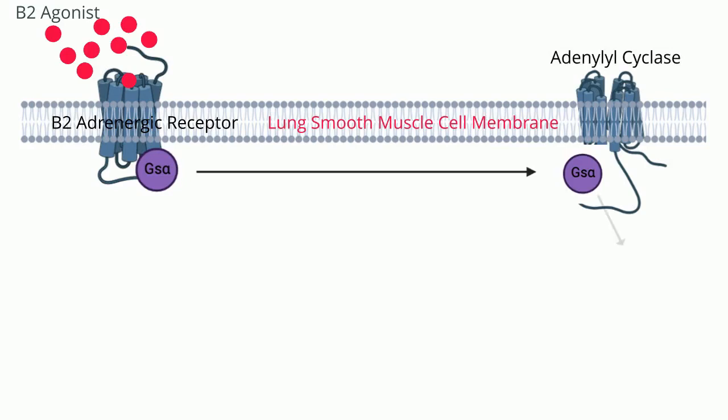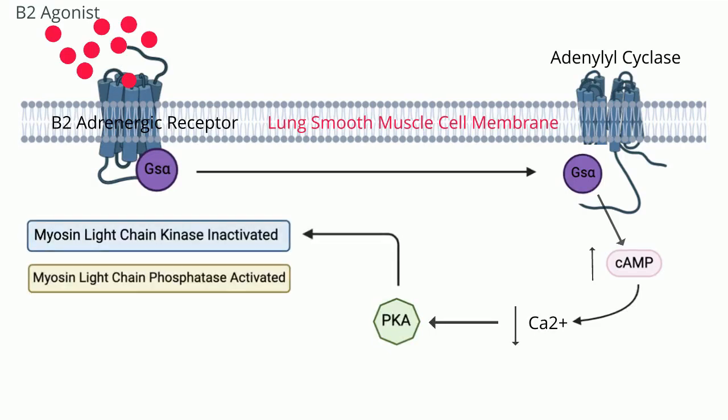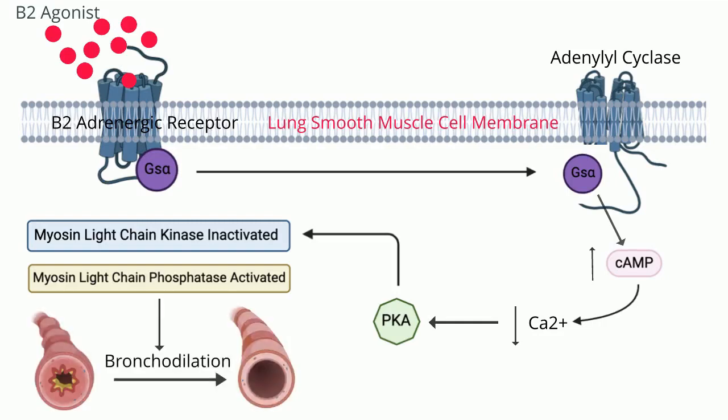Activation of adenylyl cyclase increases intracellular concentration of cyclic adenosine monophosphate, or cAMP, which lowers intracellular calcium levels. This activates protein kinase A. Protein kinase A phosphorylates and inactivates the myosin light chain kinase and activates myosin light chain phosphatase, causing the smooth muscles lining the airways to relax, allowing for dilation of airways and increasing airflow.